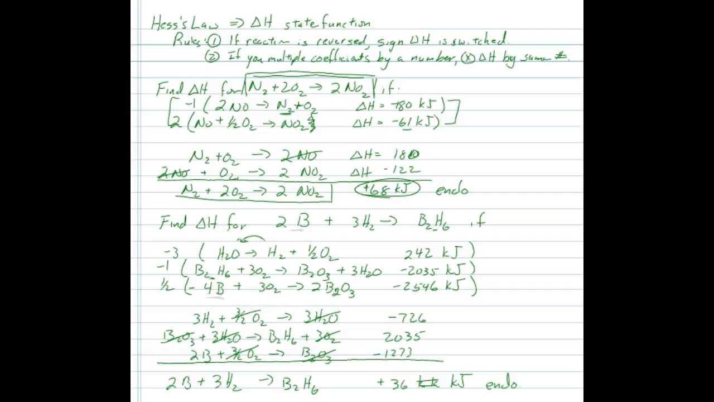I would go look for what you need to do. Look for a unique situation where it only shows up once, and see what you've got to do to make it go to the right side. That concludes this lesson on Hess's Law.